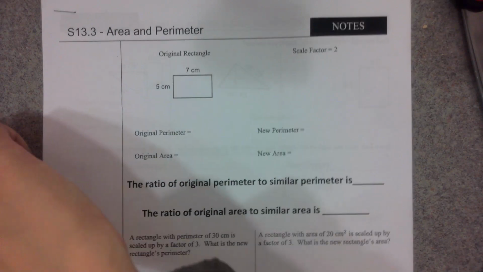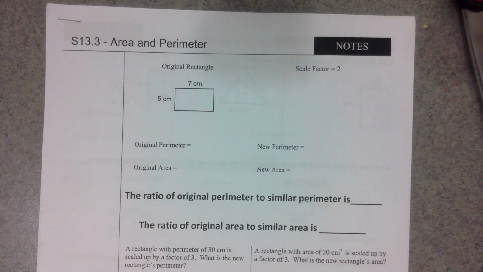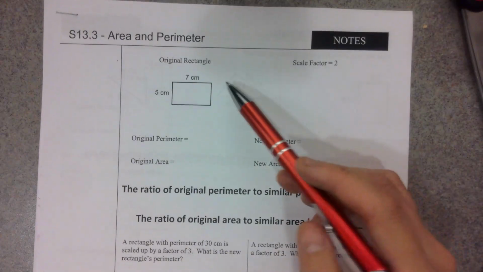Okay, today we're going to talk about area and perimeter. We've talked about area and perimeter before. We've definitely done problems with area and perimeter, but now we're going to officially have a lesson on it. Okay, so we have our original rectangle.